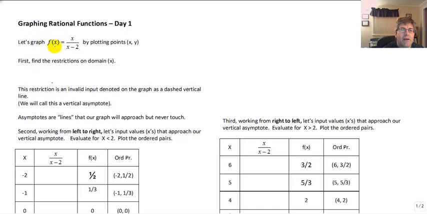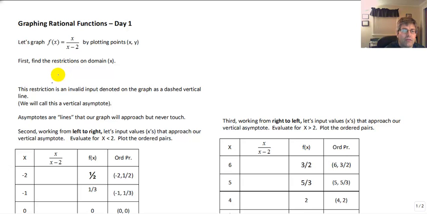But in order to graph a rational function, let's say we want to graph f of x equals x over x minus 2, we want to find the restrictions on the domain. We want to find out which values of x we cannot use, and then we know we can use all the other values of x. With a rational expression, we don't want the denominator to be 0. If x minus 2 becomes 0, our fraction is undefined.